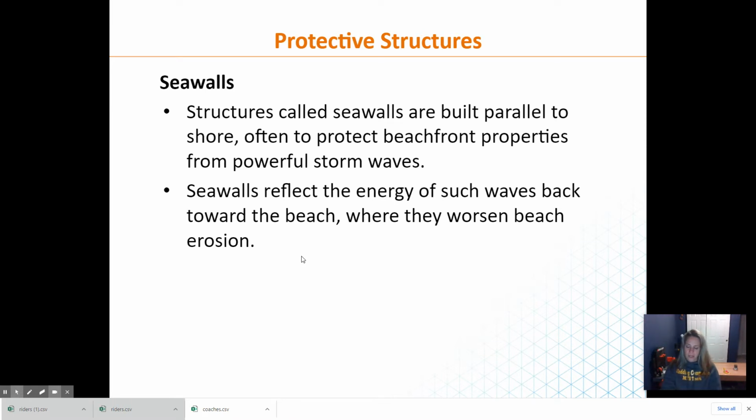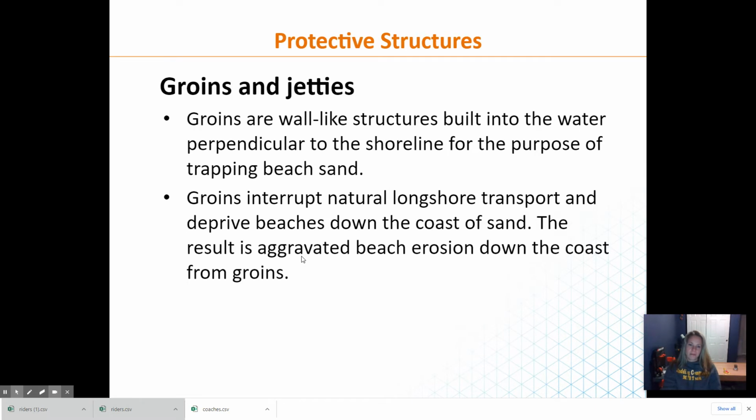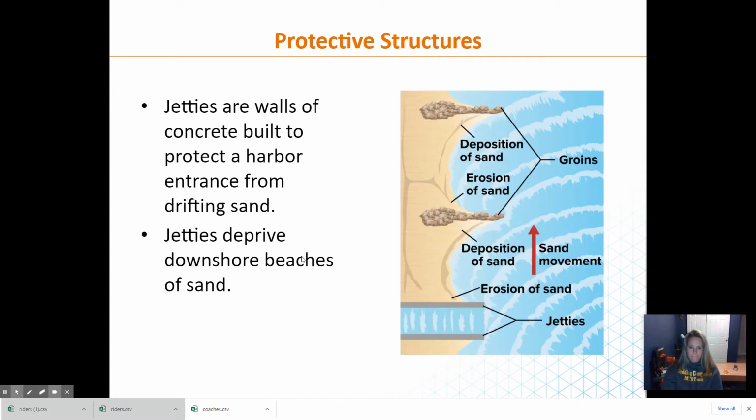So especially in areas that have a lot of tsunamis, they have built seawalls in order to combat that. All right, and then we have little things called groins and jetties. These are things that people put in to prevent sand from moving downstream. So it's to help lessen the effects of longshore currents. So here we've got groins.